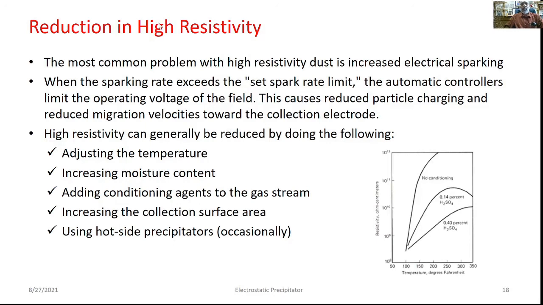This high resistivity can be reduced by adjusting the temperature, increasing the moisture content, adding a conditioning agent to the gas stream, increasing the collection surface area, and occasionally employing hot side precipitators in order to reduce the resistivity.